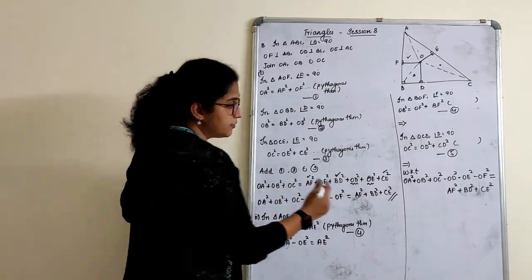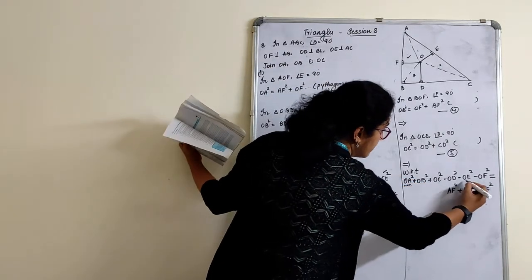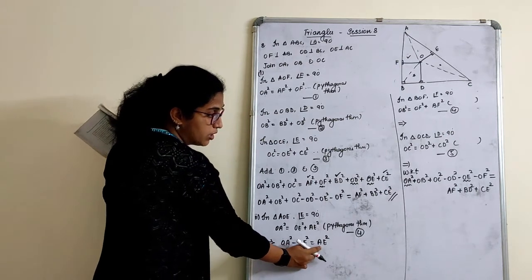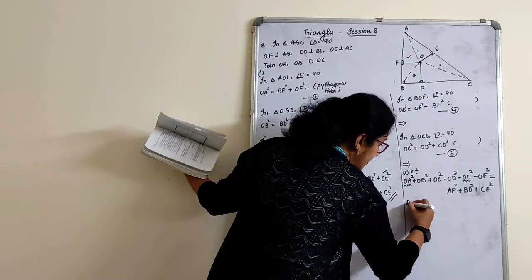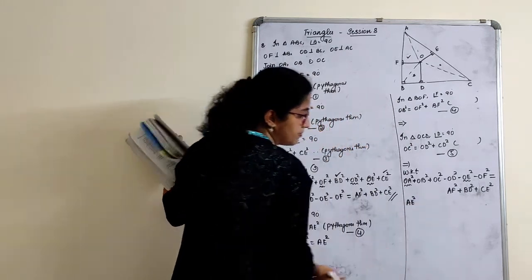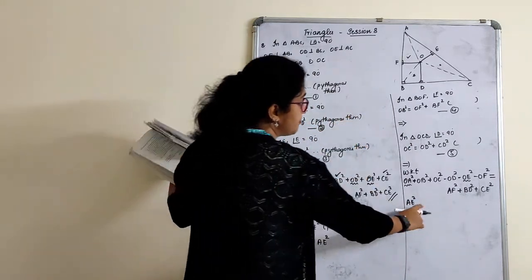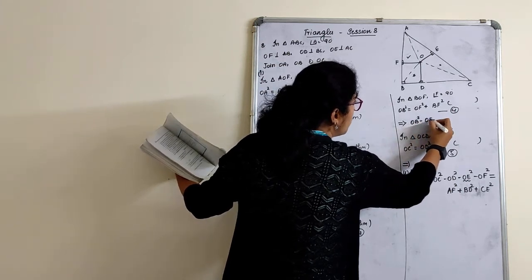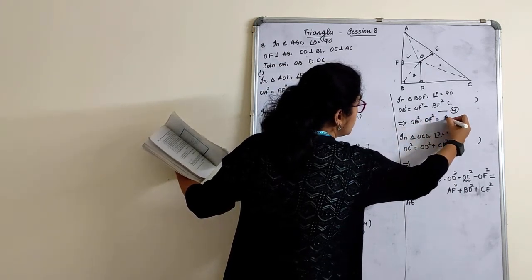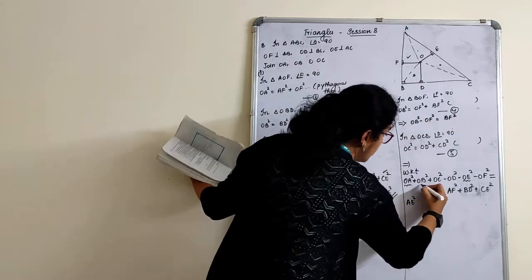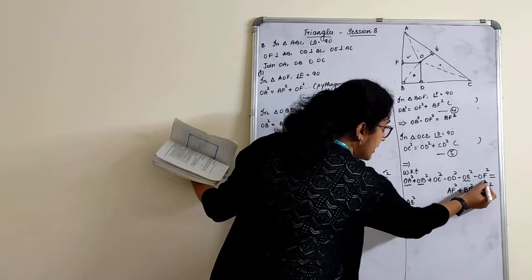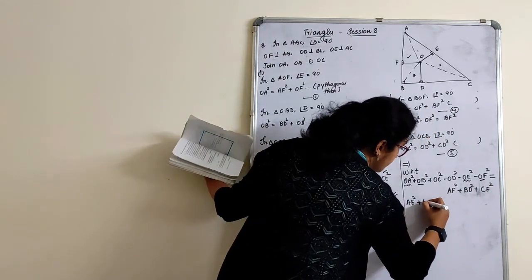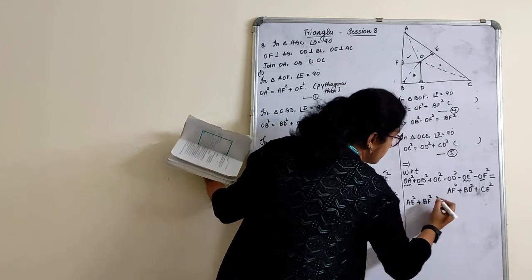Do I have this here? OA square minus OE square. OA square minus OE square is what? AE square. I will directly write this as AE square. Okay. Next. OB square minus OF square is equal to BF square. OB square minus OF square is directly what? BF square.